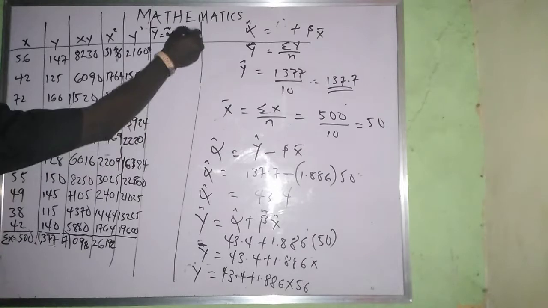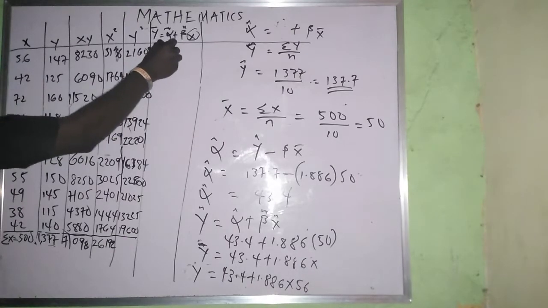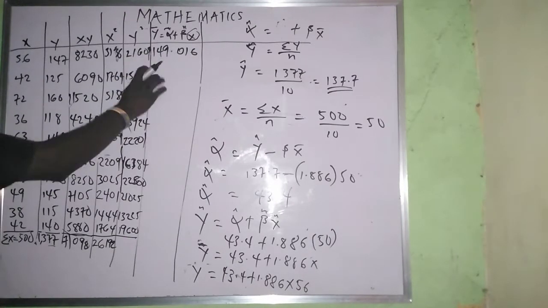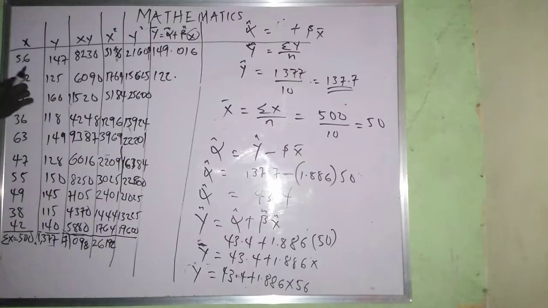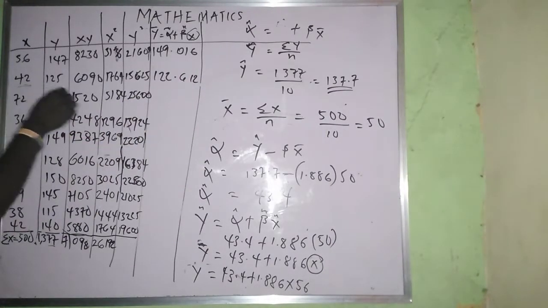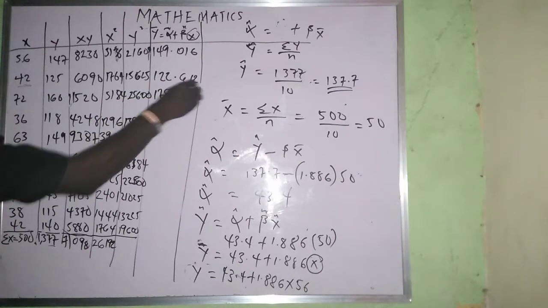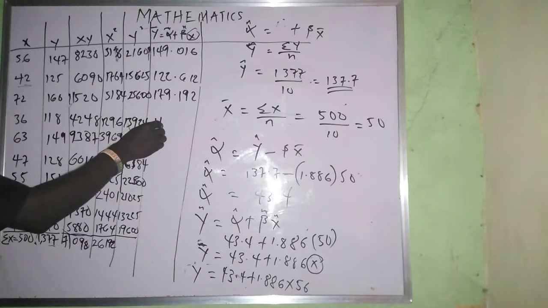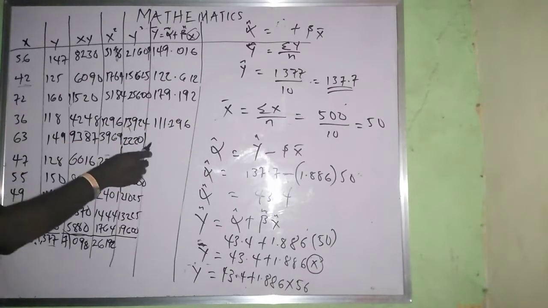Now I will be doing that for each stand of x. This one will be 2, which I'll be having 149.016. Also, if I do the same thing here, I'll be having 122 points. Don't forget, on each stand, it means this place, my x will be 42. Since my x will be 42, it will be 1.2612. Also, if I move on to the next one, 139.192. The next one will be 111.269.